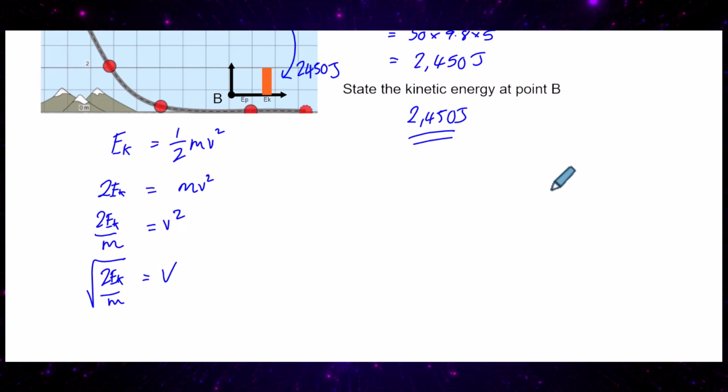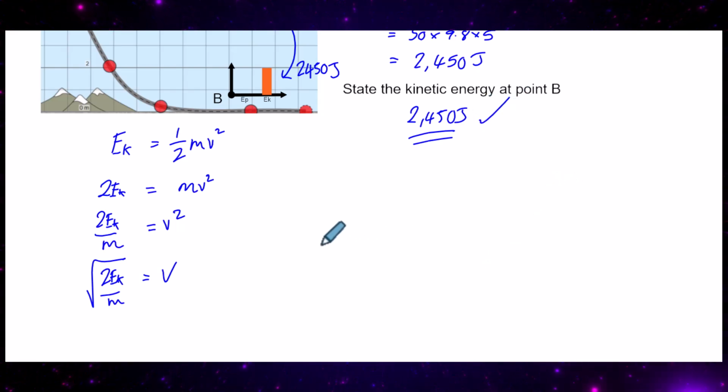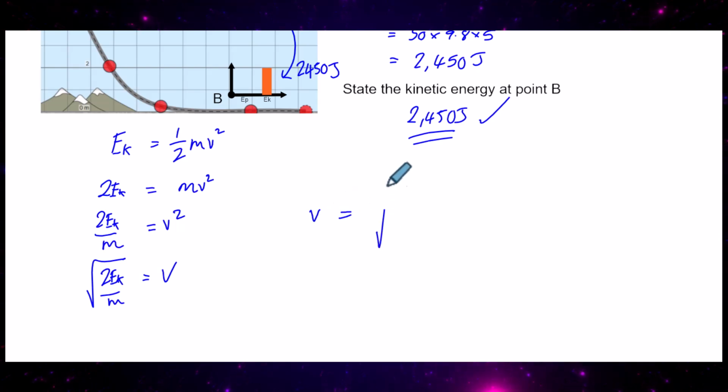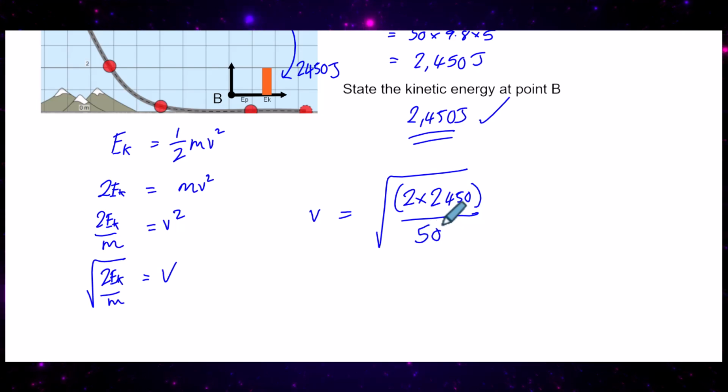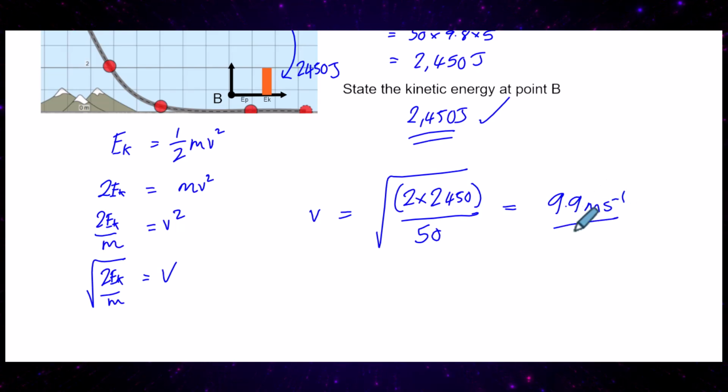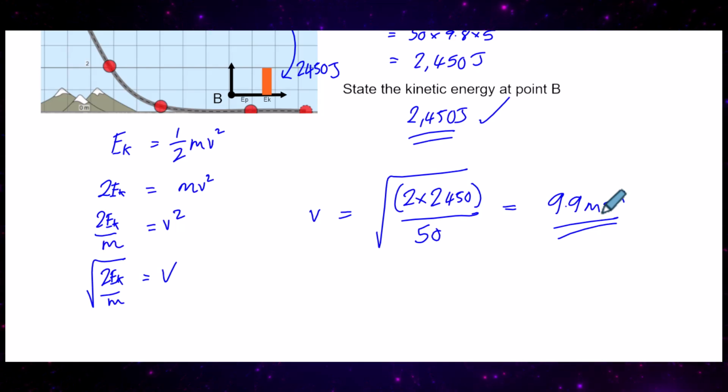So the kinetic energy will be 2,450 joules, exact same as the potential energy. So v is going to equal the square root of 2 times this kinetic energy, 2450, divided by the mass, and the mass is going to be 50. And if we do that in a calculator, we end up with the speed of the skateboarder to be about 9.9 meters per second. So that's us found out how to work out the speed of something once we know its potential energy has been transferred into kinetic energy.